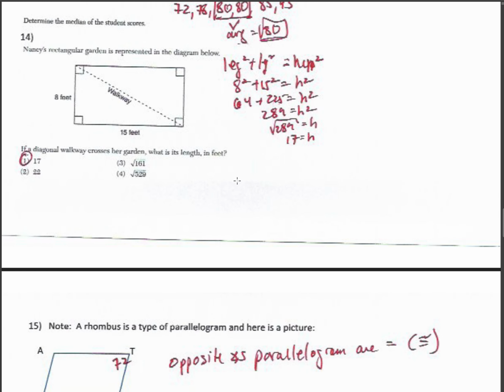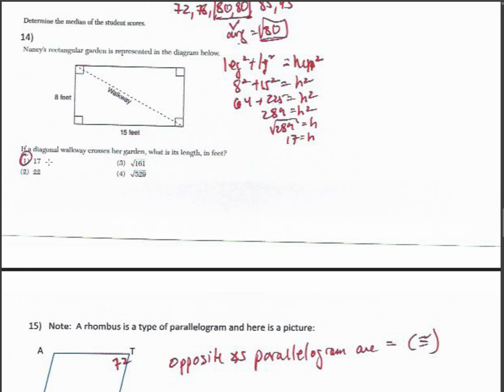Uncle Pythagoras, number 14. Nancy's rectangular garden is represented in the diagram below. How long's the walkway? Well, that walkway is the hypotenuse. The two legs are 8 and 15. This is a really cool time to have your Pythagorean triples remembered. 3, 4, 5, 5, 12, 13, and 8, 15, 17, to go with 7, 24, 25, and others, but those are the most popular.